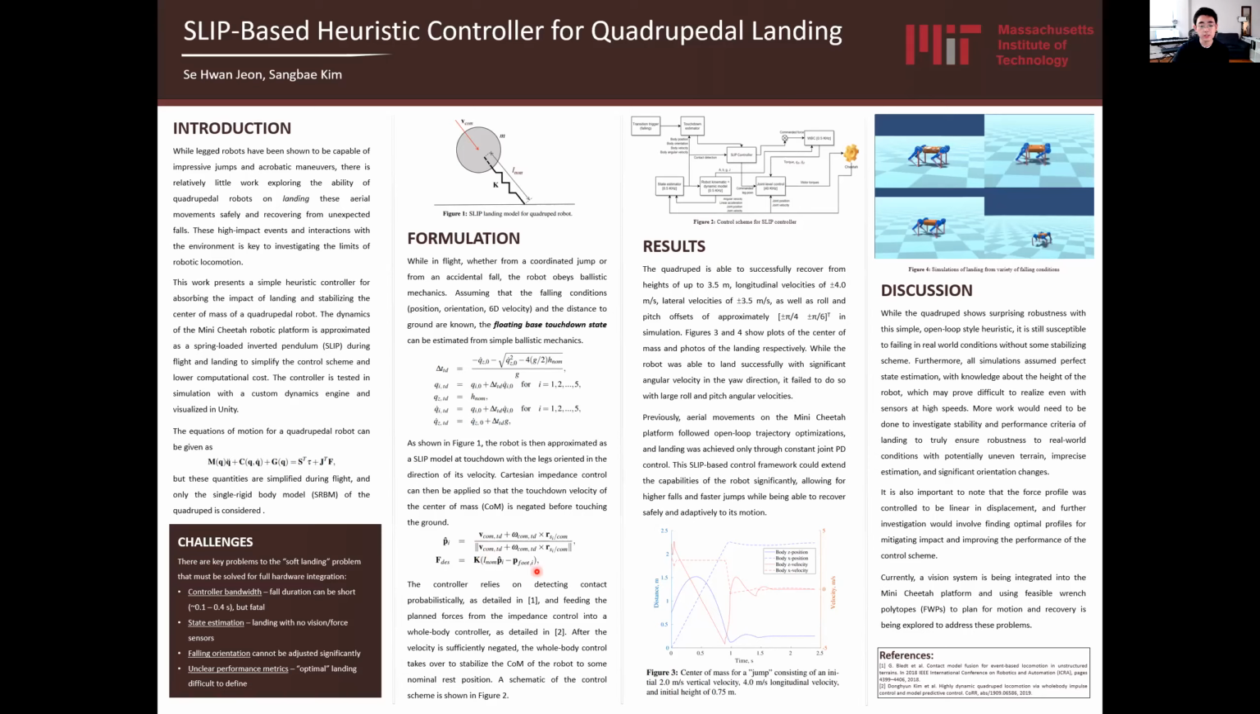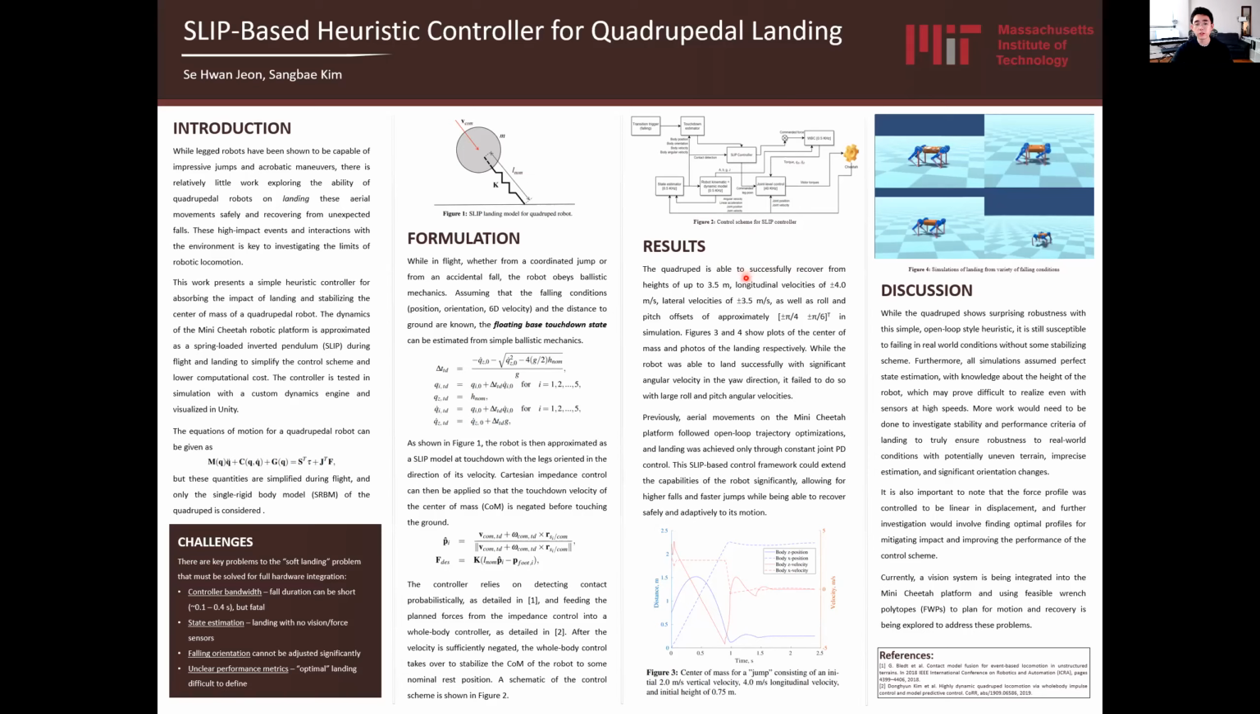Now, this controller relies on detecting contact probabilistically, as was presented in [1] with Gerardo's work, and it also requires feeding the forces into a whole body controller to more accurately determine the torques and stabilize the robot after it's been compressed. That work is presented in [2] with Donghyun's work on highly dynamic quadrupedal locomotion with whole body impulse control. So figure 2 shows a control scheme for how this algorithm works together, and the results are shown as follows.